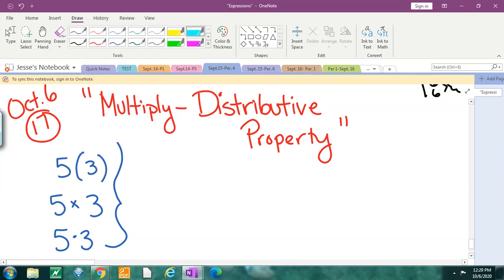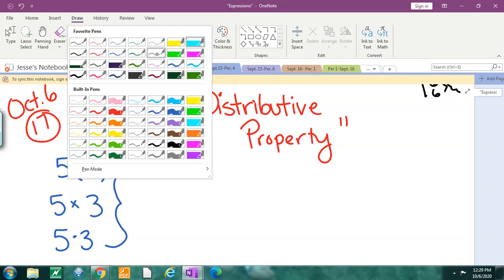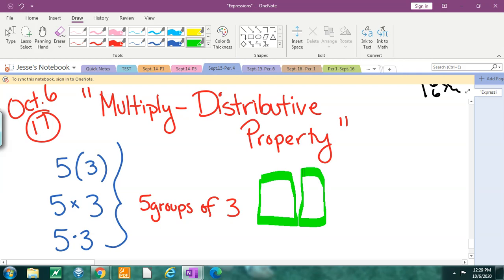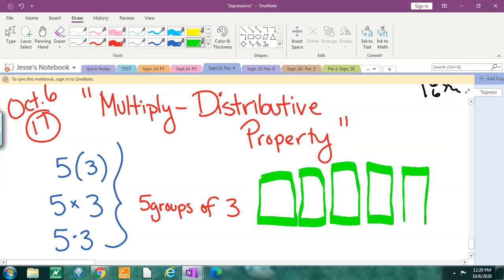So what does that mean? Multiplication means 5 times 3 means 5 groups of 3. Okay, so you got 5 groups of 3. And how do you show that? Well, you draw 5 groups. 1, 2, 3, 4, 5. That's what it means.